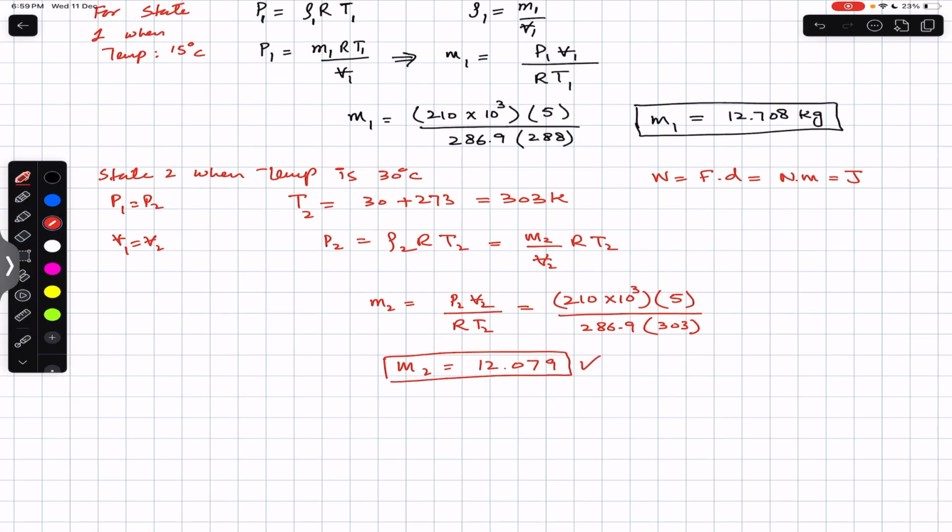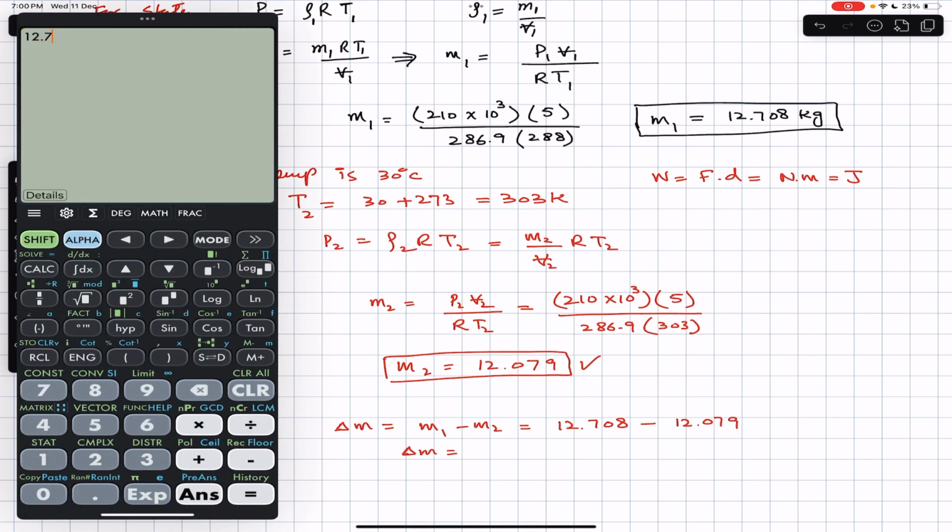If you want to keep that same pressure, we have to remove some mass, right? So the change in mass is M1 minus M2. M1 is 12.708, M2 is 12.079, so delta M is equal to 12.708 minus 12.079. This gives me 0.629 kg.